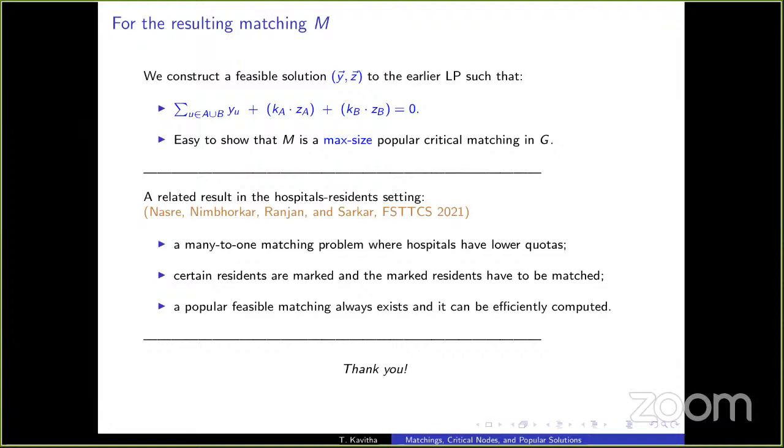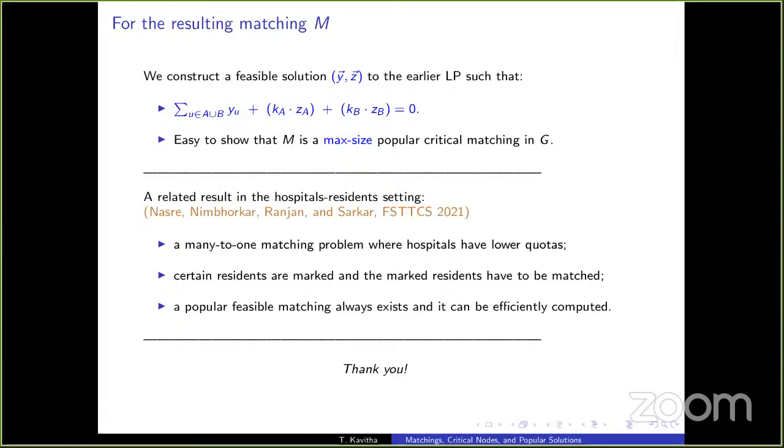Okay. Thank you. Any other questions from the audience? I had one another question. Sure. You had mentioned that this problem of computing best critical matching is NP hard.